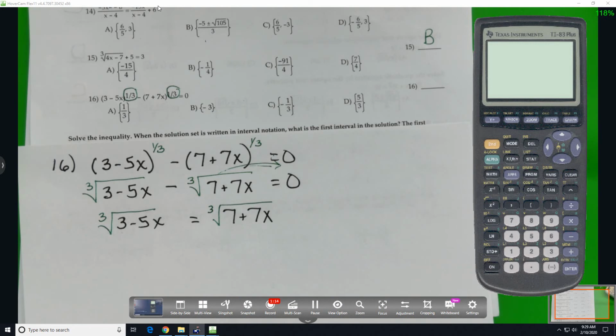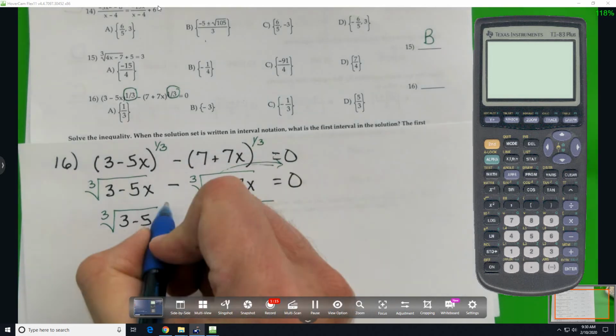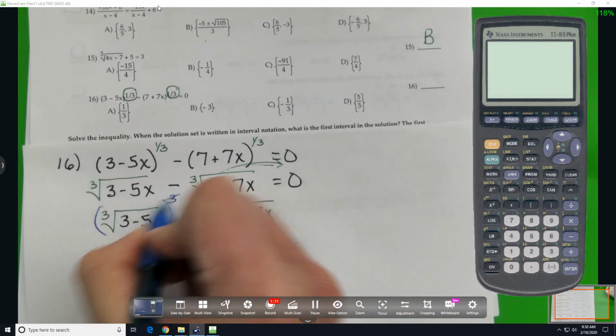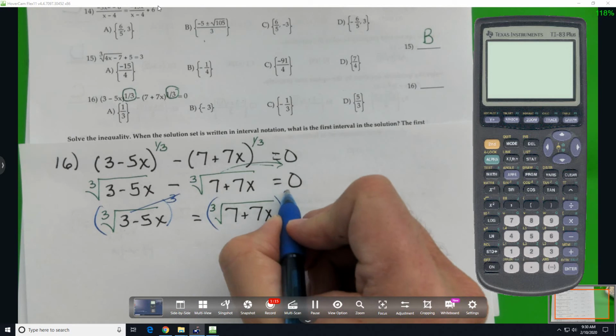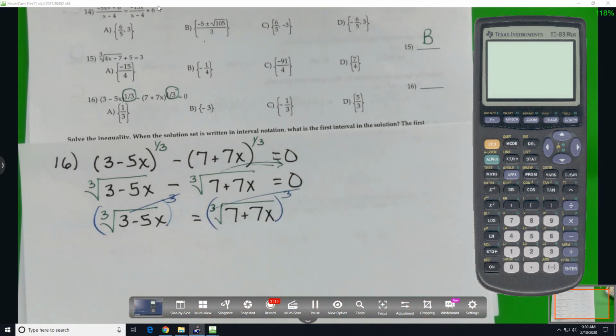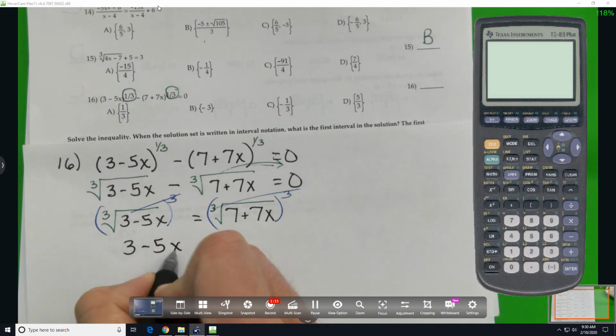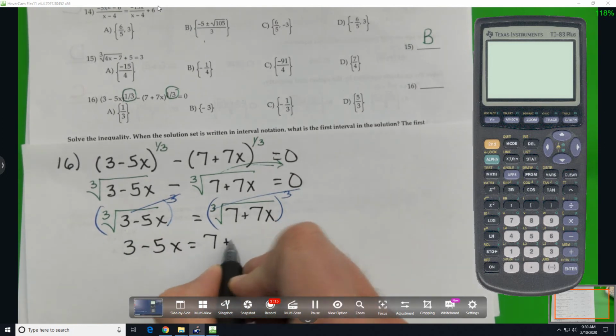Now, oh wow. Note to self, next semester maybe make this problem harder. What would I do to both sides now? To cancel out the cube roots, just cube it. It's going to look like all I'm doing is just writing it without the cube roots at this point. Just write the stuff that's there in black. 3 minus 5x equals 7 plus 7x.